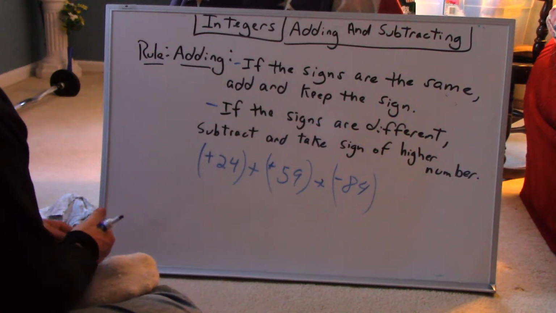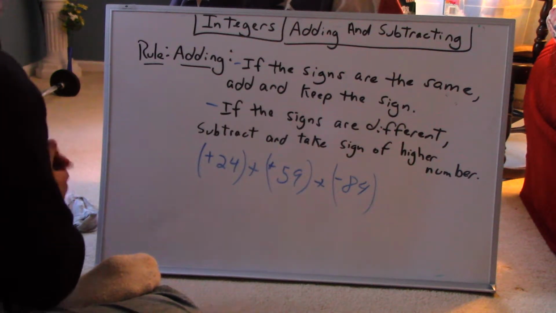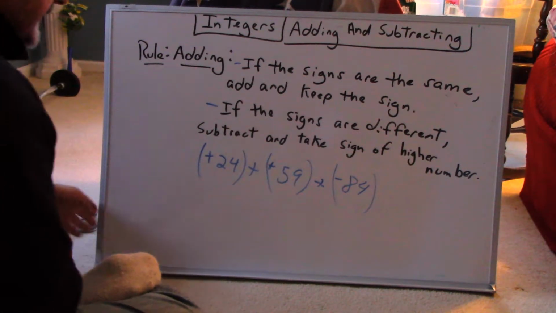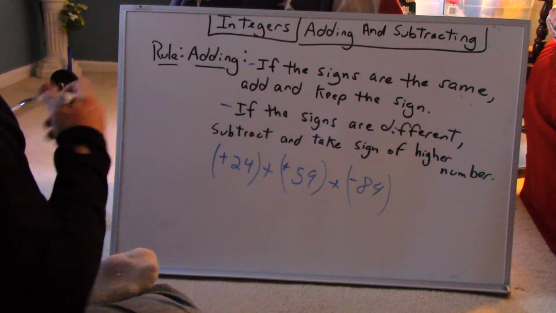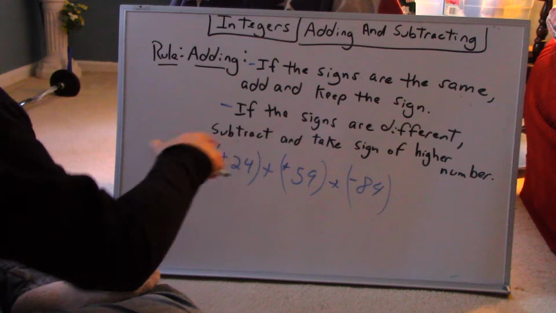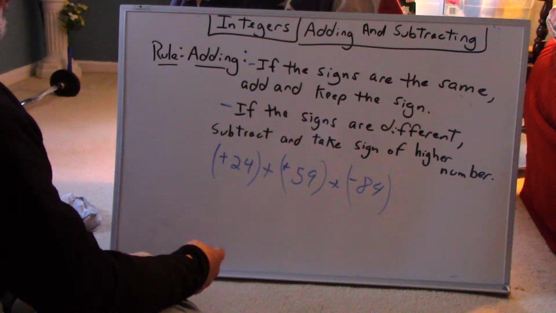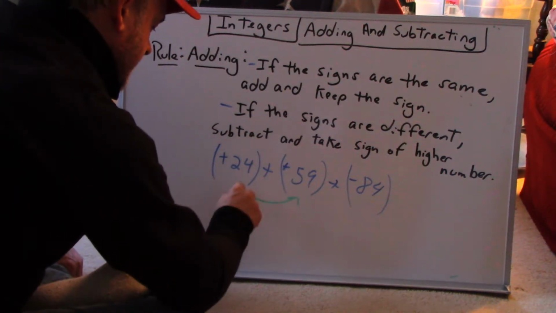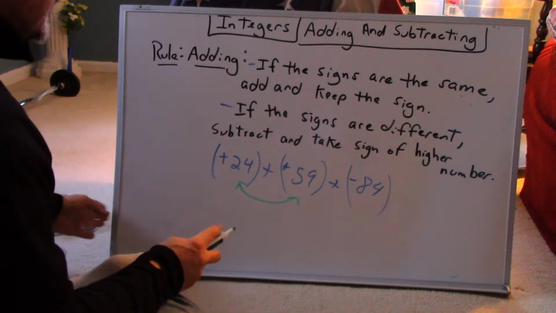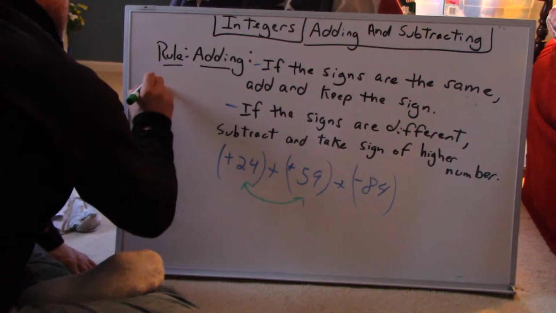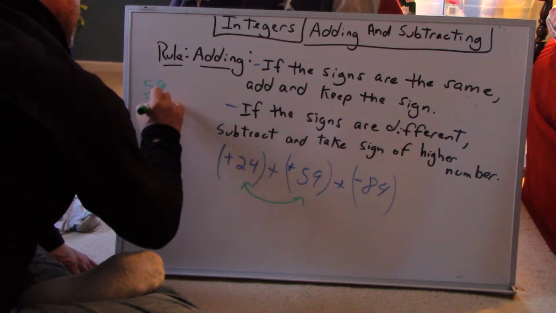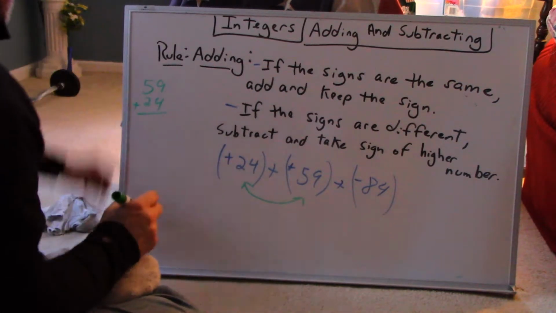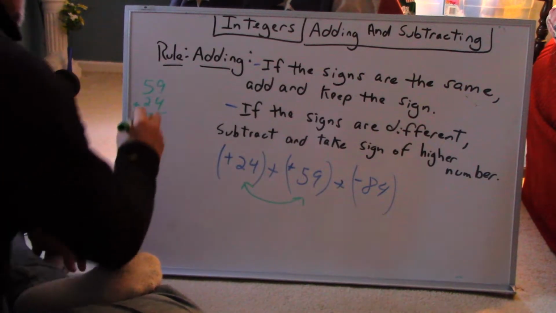I'll do it in green just to differentiate for you, and I like playing with the different colors. But what we do is, if we have 3 numbers that we have to add, and they're all integers, we do 2 at a time. Okay? So I'm going to do these 2 first. So that's 59 and 24. So I'm going to add 59 and 24. 9 plus 4 is 13.